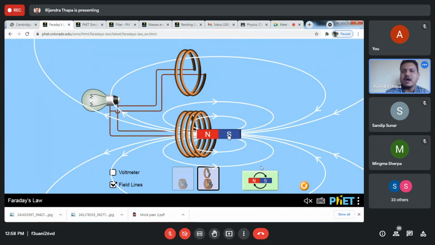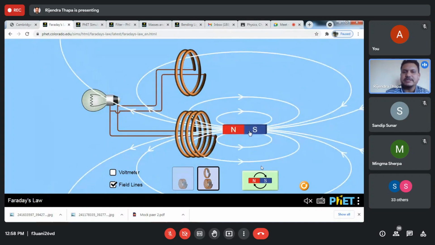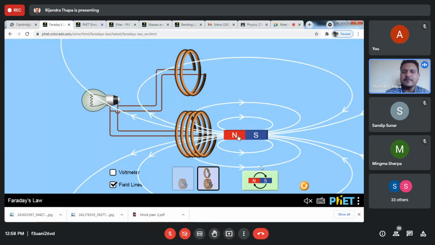That is how Faraday related the electric field with the magnetic field. Faraday came up with a law that relates the electric field with the magnetic field, and you will be studying about Faraday's law later on, in A2.